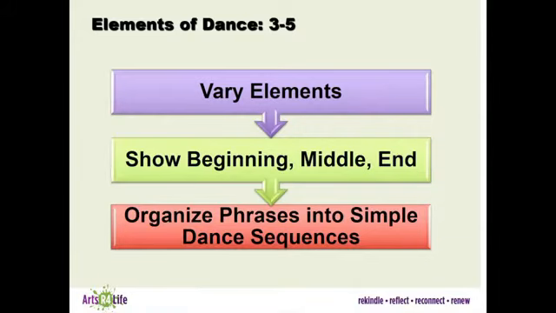At the upper elementary, or 3 through 5 level, students organize dance phrases into simple dance sequences that have a beginning, middle, and end, and that vary the use of the dance elements. For example, students may create 3 dance phrases that use a common movement vocabulary but vary time, space, and energy, and then organize the phrases into a dance sequence.